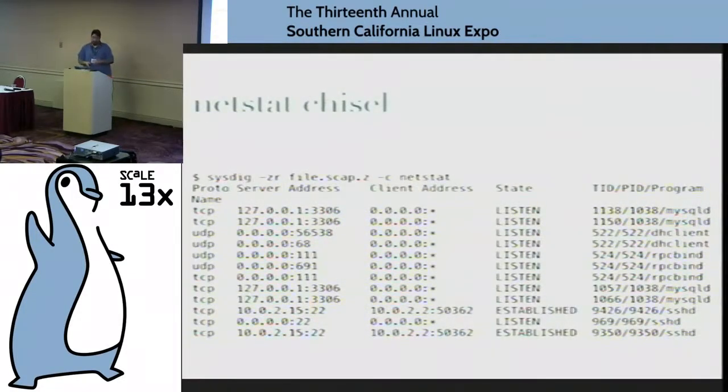Netstat, we have a netstat filter. This is not listing the routing table, which we normally use netstat for. It's listing the open files. So port numbers where it's listening, established connections, and there we go.